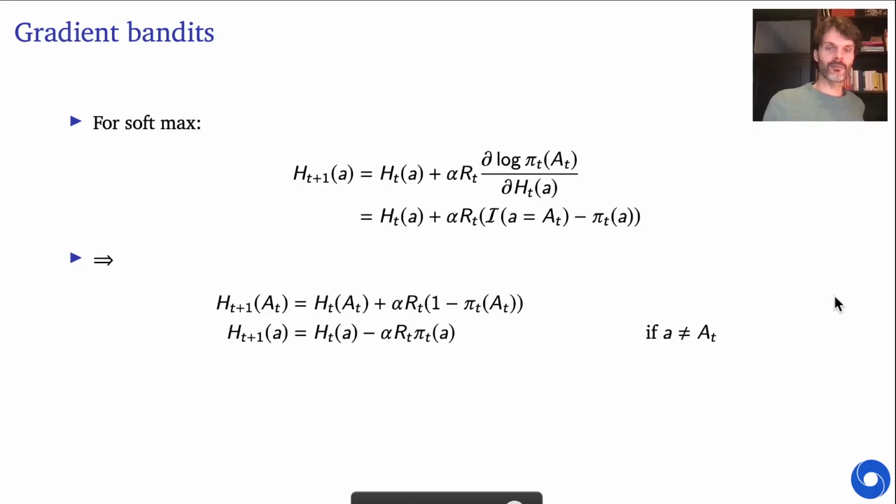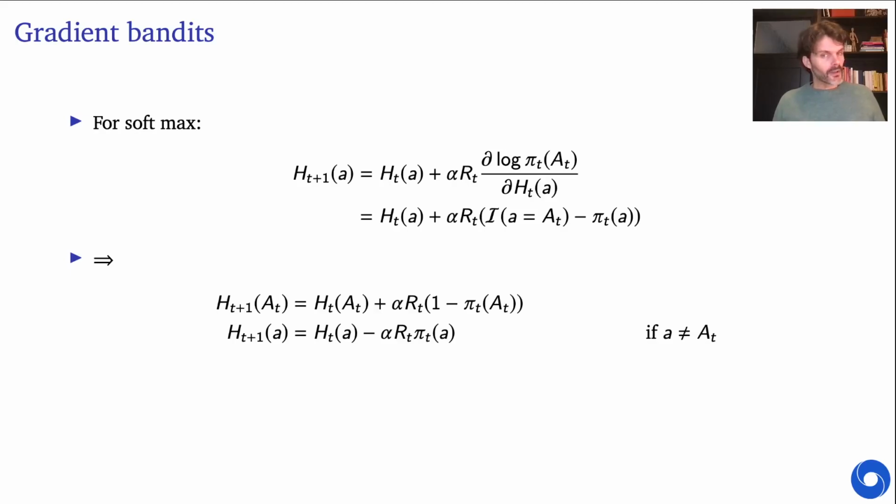So writing that out case by case means that the preference for action A_t, the one that you've selected, gets updated by adding the learning rate times the reward times 1 minus the probability of selecting the action, whereas the preferences for all the other actions get updated by subtracting the learning rate times the reward times the probability of selecting that action. I encourage you to step through this in more detail. Basically just take the softmax distribution, plug that into pi here, and see whether you can derive these results on the slides. That's an informative exercise to go through.